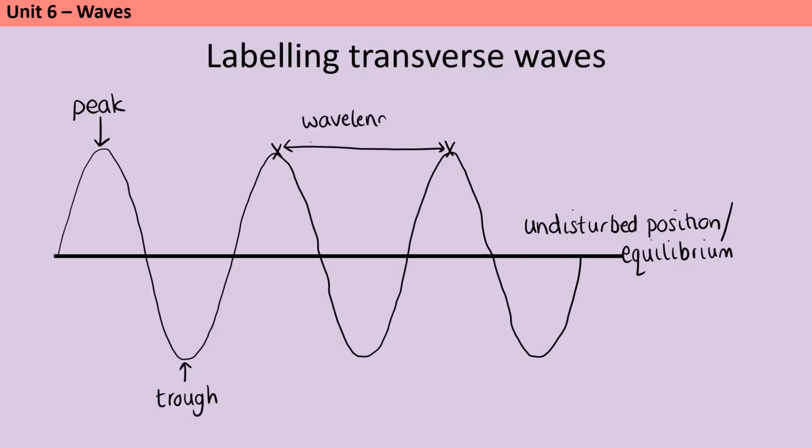So I can go from peak to peak, but I can also go from trough to trough. You could technically go from one of the middle points of the wave, but it's really easy if you do that to accidentally only label half the wave, so I wouldn't recommend doing it. The one that people tend to get wrong is the amplitude. So remember that the amplitude is half the height of the wave. It's the maximum displacement of the wave from the undisturbed position.